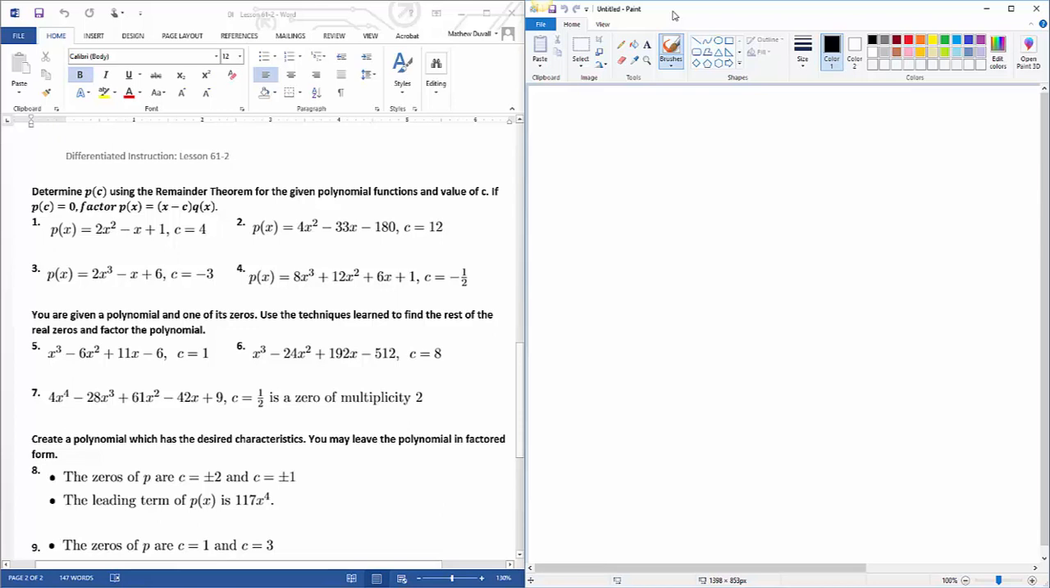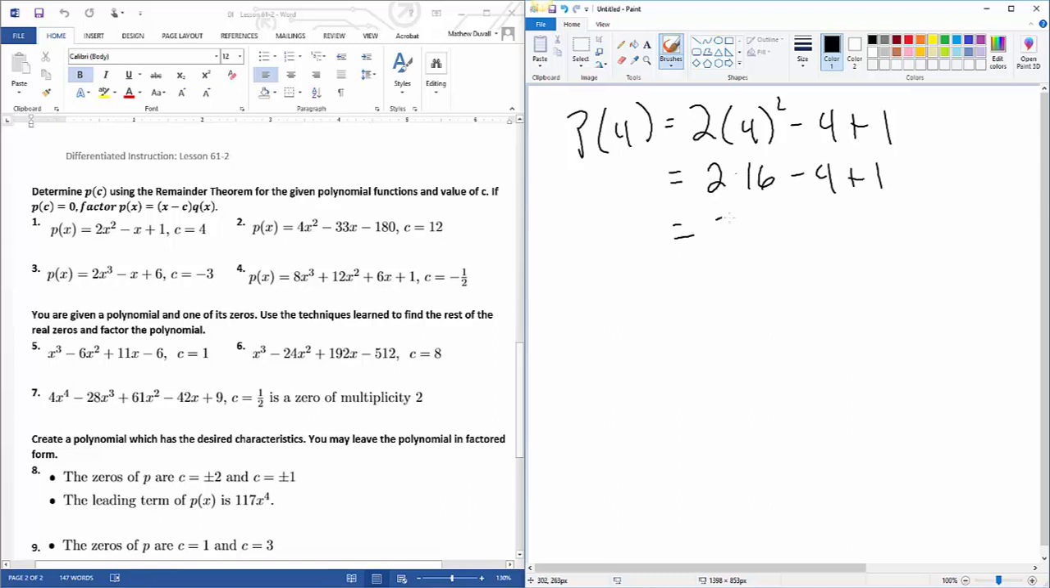And the reason being is because the remainder, when you evaluate a polynomial, is the same value of C and X minus C. If you plug that in, you're going to get the same remainder. So for here, it says for C equals 4, it's literally asking you to do P of 4. And so it's asking us, okay, well, if this gives me 0, so this is going to give me 2 times 16 minus 4 plus 1 equals 32 minus, what is that, 3?